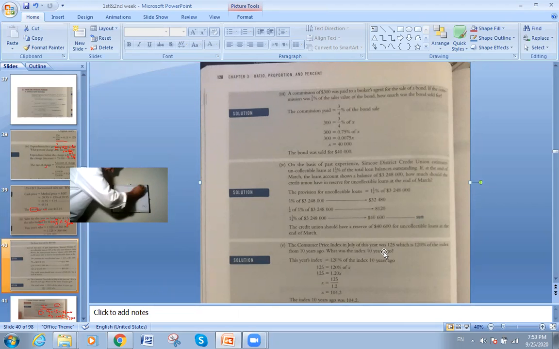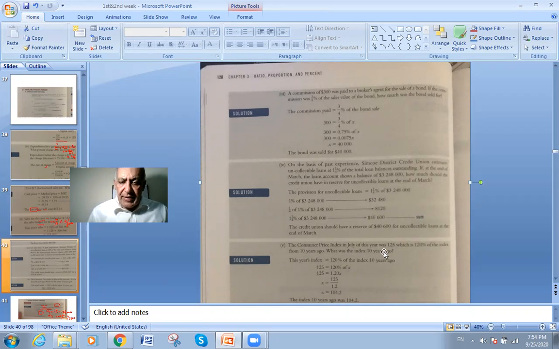Let's take the data here, then go for the solution. The CPI, we call it the consumer price index, of July this year was 125. The CPI is an indicator for the movement of the total prices of a society. It's a mixture of all the prices of a society. The consumer price index in July of this year was 125, which is 120% of that of 10 years ago.